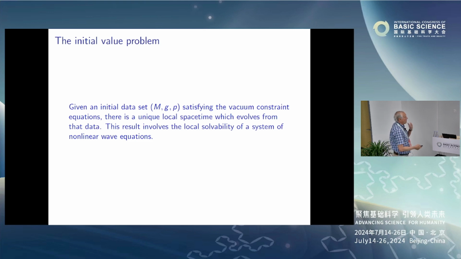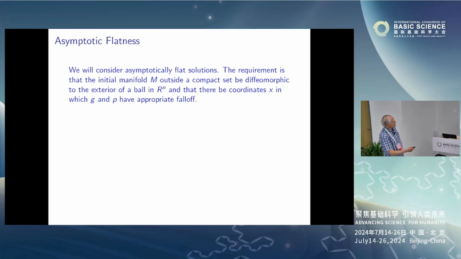Skip over that. Okay, so the initial value problem for the vacuum Einstein equations says that if I have an initial data set M, G, and P, where G is a Riemannian metric and P is a symmetric 0-2 tensor, and they satisfy the constraint equations, then there's a unique local spacetime which evolves from that data. It involves imposing a suitable gauge condition to make the problem hyperbolic, and then it's a matter of solving a system of nonlinear wave equations.